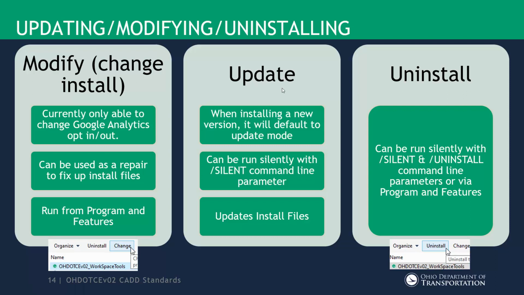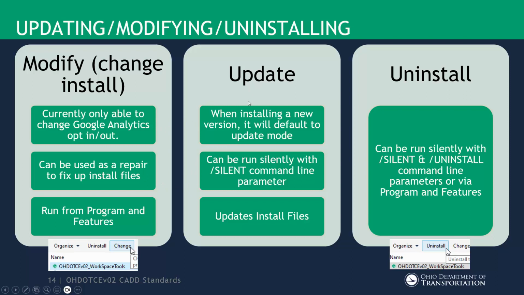All right, so what other options are there? There's the install, obviously, but then there is a modify, which is really like a change or a repair, an update, or an uninstall. So a modify, if you already installed it and wanted to change a setting. Really, the only thing you can change settings-wise is opting in or out of Google Analytics. After you install, I'm not letting you change the install location. Not many applications let you do that. The other thing you can do is use this to repair. I have a little screenshot down here. When you go to your Programs and Features, there's a Change button. You can run that and it'll run through and fix up the install files if something's going wrong.